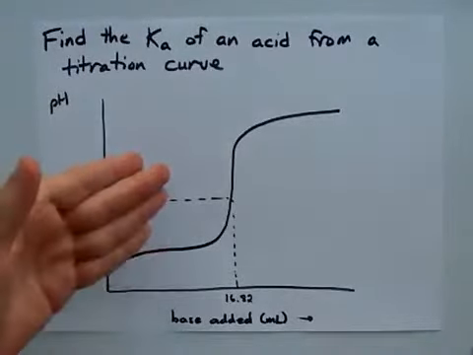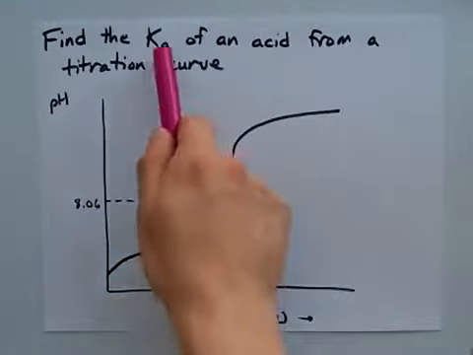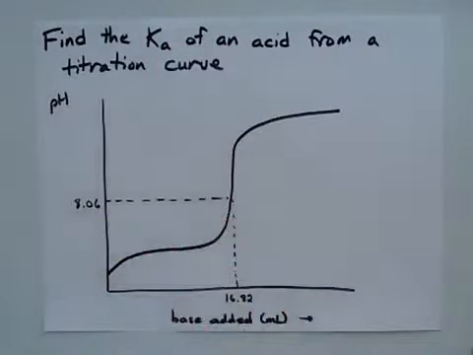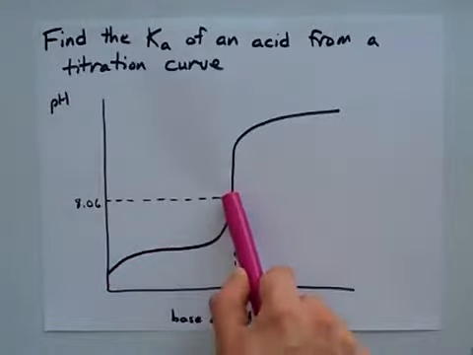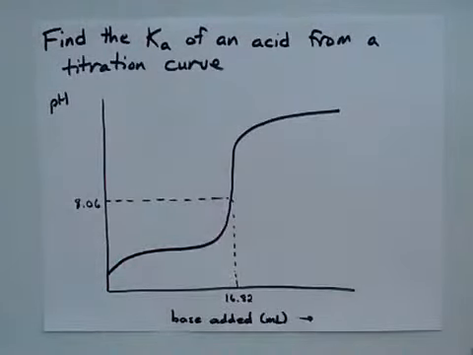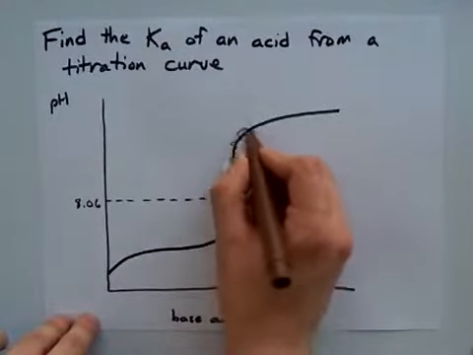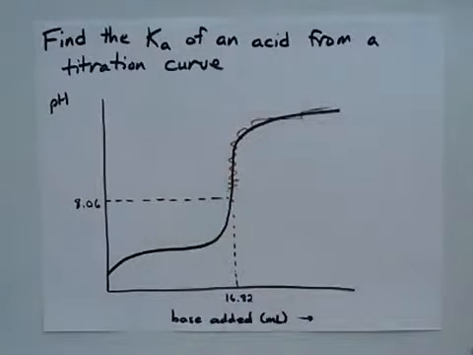Oh, you want a treat? Well, here, let me show you how to find the Ka of an acid from a titration curve when you start with acid and you add base to the equivalence point. Now, the first thing is, if you're trying to find the Ka with a titration, you don't need to go any farther than the equivalence point. But maybe you did. I don't care.